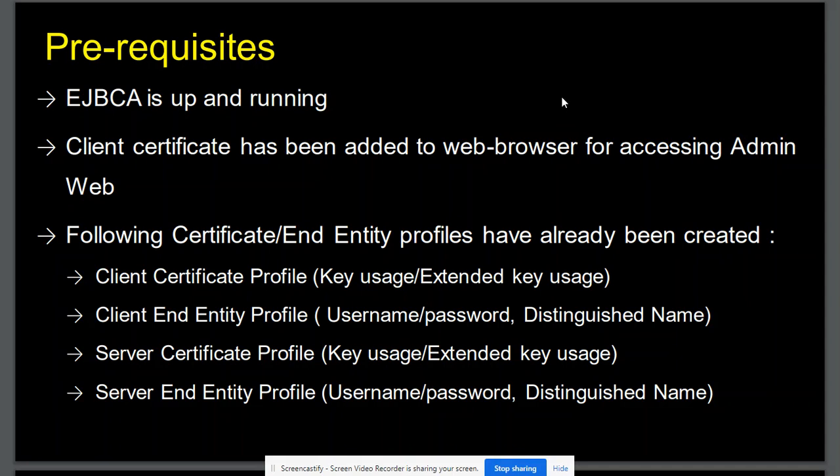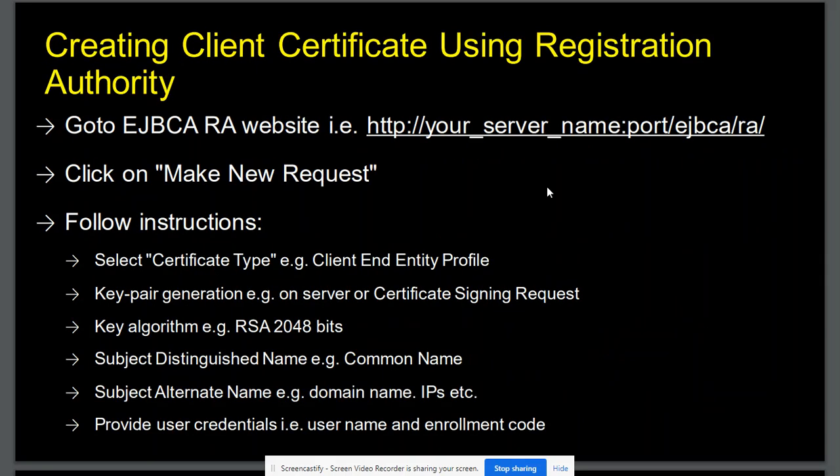So our CA should be up and running, and the client certificate should already have been added to the web browser for accessing the admin web. This was covered in part 1. And in part 2, we covered how to create certificate and entity profiles. So we should have already created client and server certificate and entity profiles, and we are assuming that they are already available to us. So coming on to today's part, that is how to create a client certificate using the registration authority.